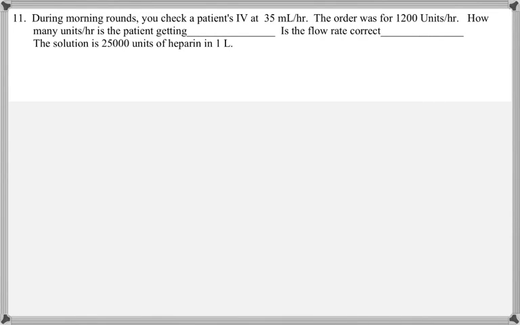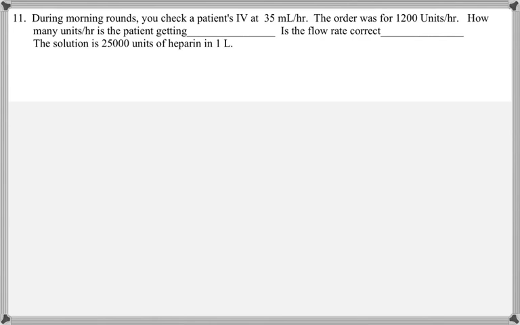Number 11 says, during morning rounds you check a patient's IV at 35 mLs per hour. The order was for 1200 units per hour. How many units per hour is the patient getting? Is the flow rate correct? And the solution is 25,000 units of heparin in 1,000 milliliters.